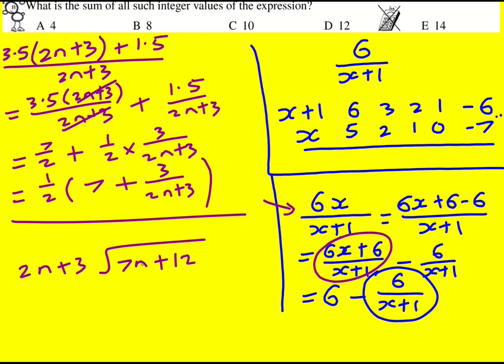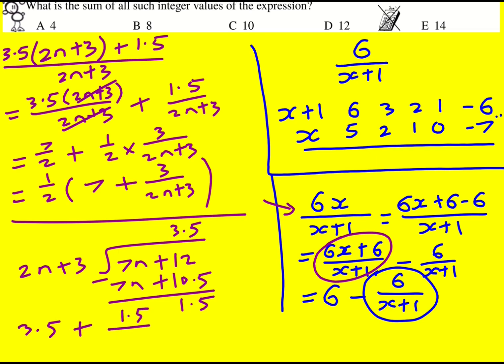And I'm going to get the same thing again. I'm going to do 7n divided by 2n, which gives 3.5. Multiply back through: 7n plus 10.5. You can see the same numbers coming up. We're going to be left with 1.5. And that would leave me with my quotient of 3.5 and then my remainder of 1.5, which would be 3.5 plus 1.5 over 2n plus 3. And I would then have to do the same sort of steps to get to here.